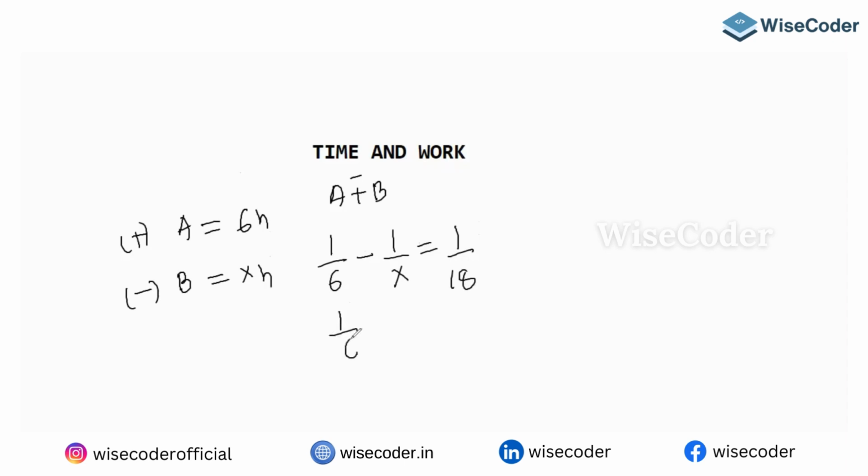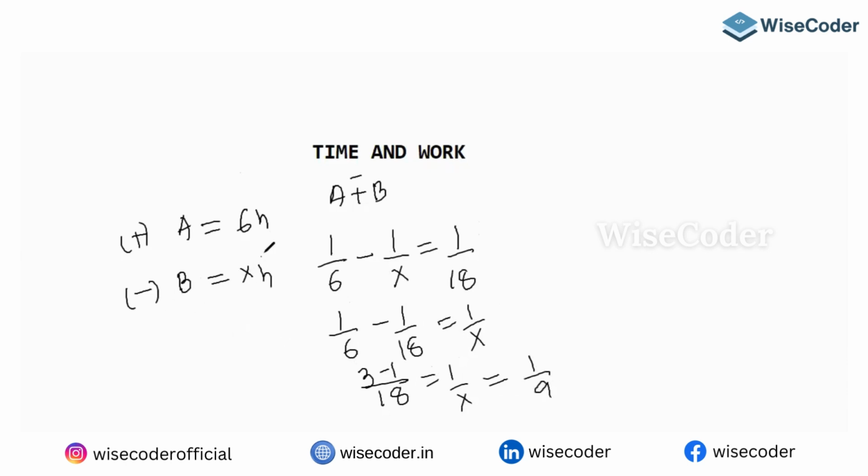So 1 by 6 minus 1 by 18 equals 1 by x. If you calculate x, the LCM is 18. So this is 3 times, this is 1 time, which is 1 by x, which equals 1 by 9.